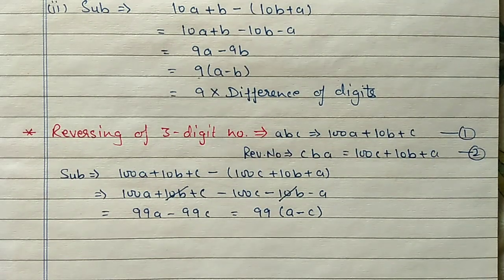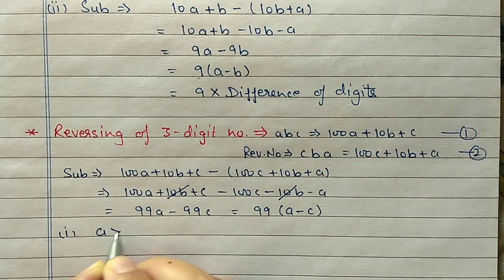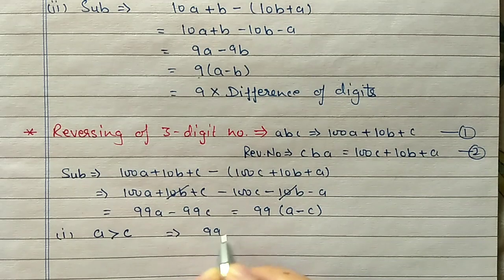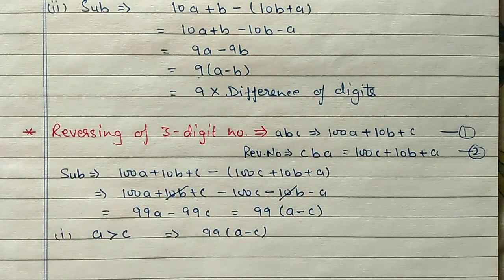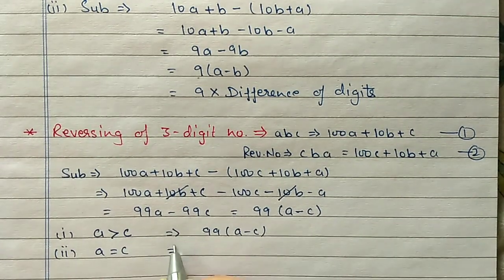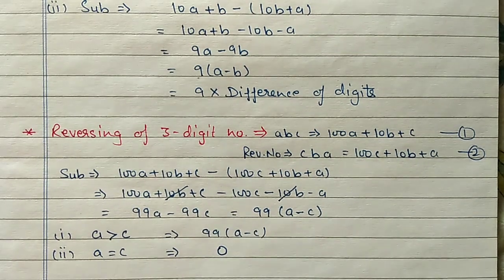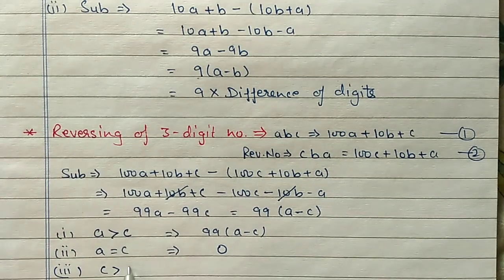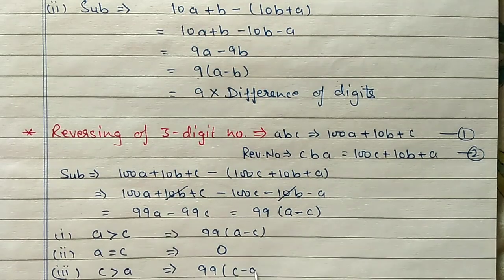So here we have a few more conditions. First condition, if A is greater than C, then we take it like this only, 99 into A minus C. If A and C are equal, then this thing will become 0, and finally we will get 0 here. And third case, if C is greater than A, then we will reverse it and write 99 into C minus A.